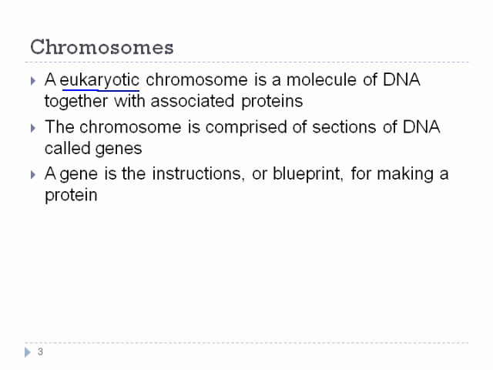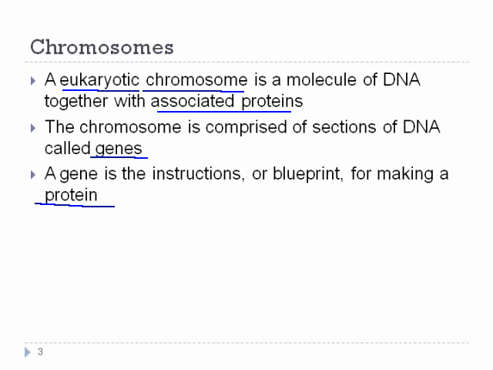In eukaryotes, we organize the DNA into chromosomes. A eukaryotic chromosome is a molecule of DNA, and we're organizing that DNA by wrapping it around proteins. That chromosome, which is DNA wrapped around proteins, has sections of DNA, and those sections of DNA are called genes. That gene is the instructions for making a protein.